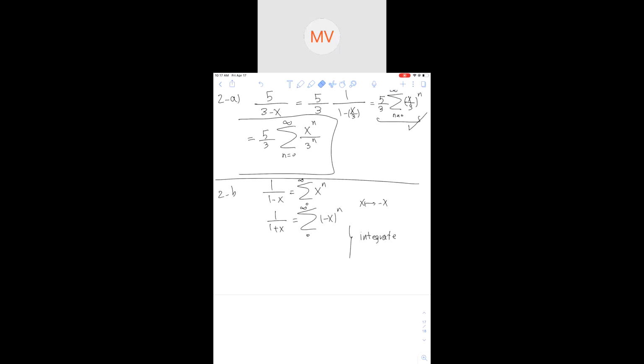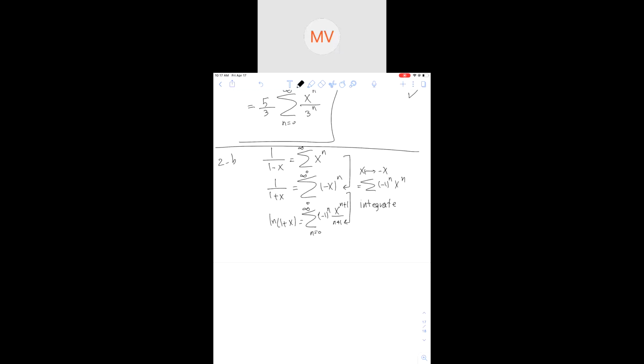Let me write it this way. If you integrate, you get the natural log of 1 plus x equals, first of all, negative 1 to the n, x to the n. So it would be negative 1 to the n, x to the n plus 1 over n plus 1, from 0 to infinity.